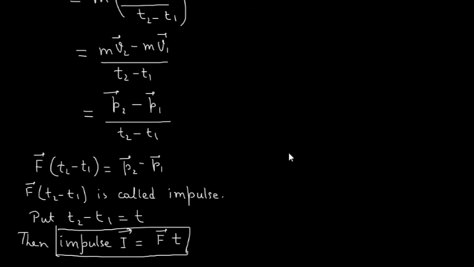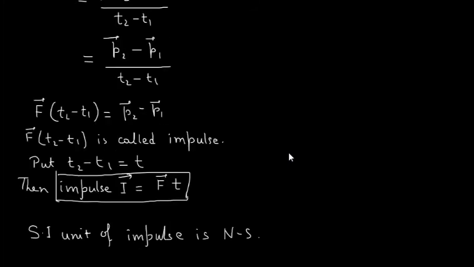Put t2 minus t1 as t, then impulse I is equal to F multiplied by t. SI unit of impulse is Newton second.